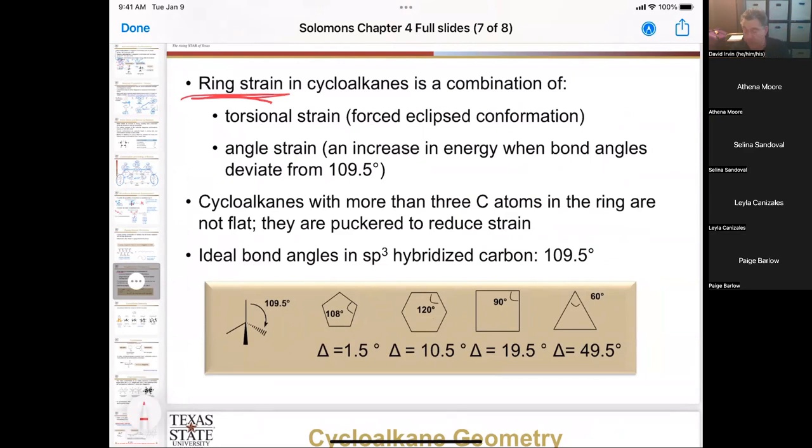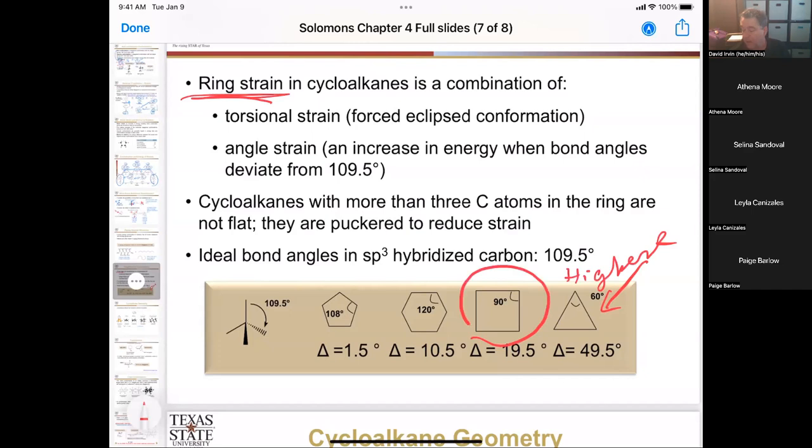So let's look at the smallest ring we can possibly make, which is this one right here, cyclopropane. Cyclopropane has an angle of about 60 degrees because we have a triangle, and we can only do a triangle. Okay, which means we have about 49 degrees away from the 109 degrees that it wants. So that's an incredible amount of ring strain. So cyclopropane has the highest amount of ring strain.